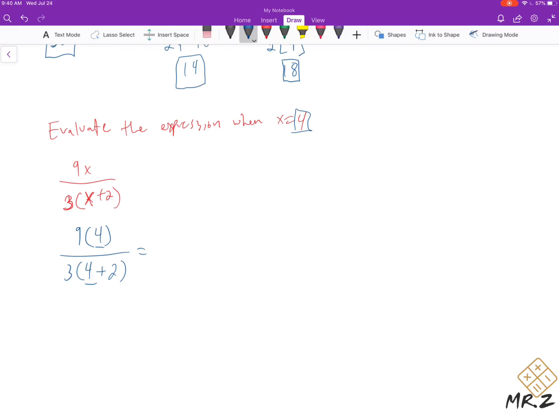9 times 4, again, there's no sign between 9 and the parentheses, i.e. multiplication. 9 times 4 is 36. And then in the denominator, we have 4 plus 2 first. So we're going to do that first. What's 4 plus 2? That is 6. And then you have 3 times 6, which is 18. Okay? And 36 divided by 18, we know, is 2.